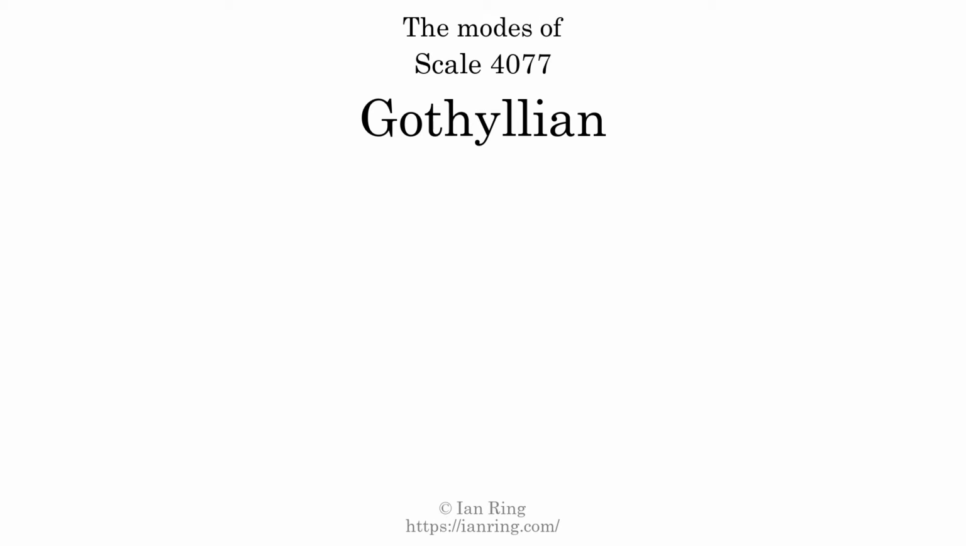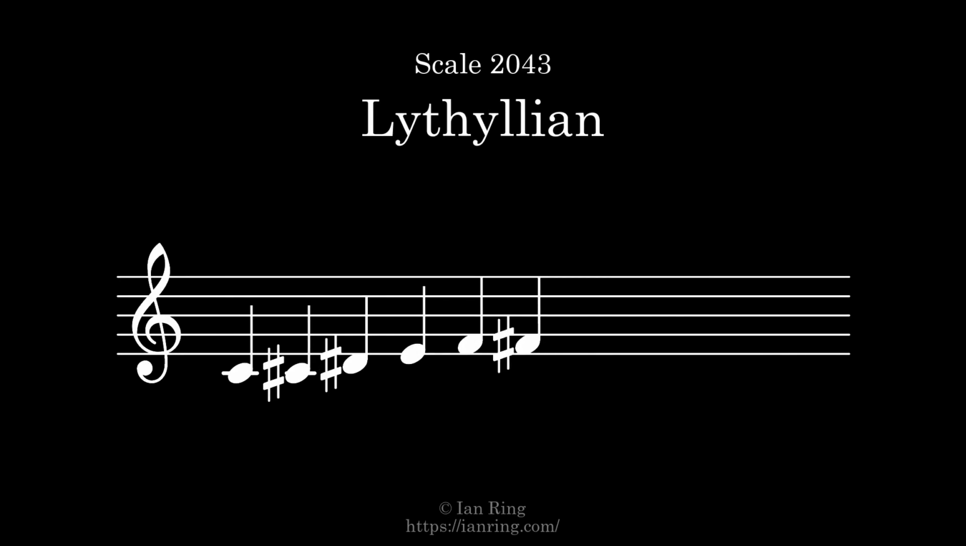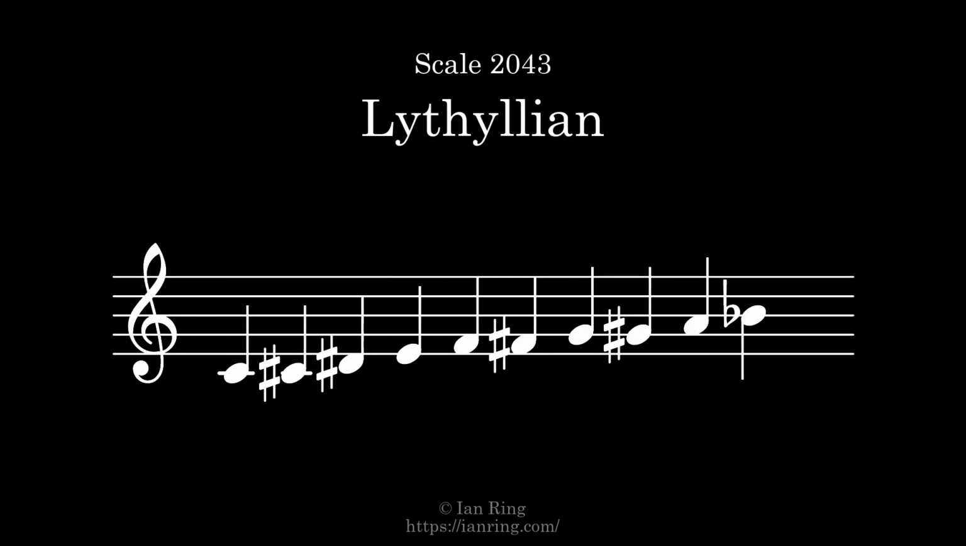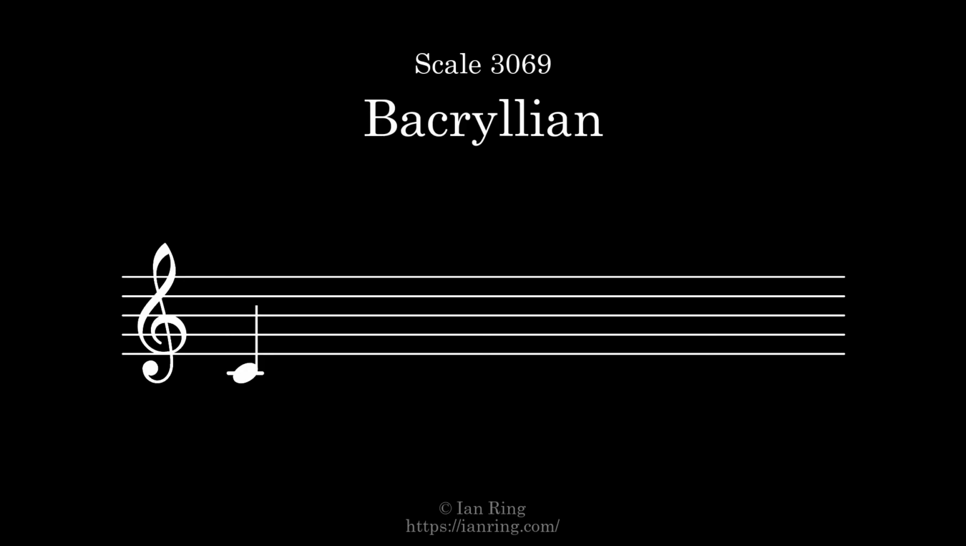This scale has 10 modes. The first mode is itself. The second mode is scale 2043, also known as Gothyllian. It sounds like this. The third mode is scale 3069, also known as Becquerelian. It sounds like this.